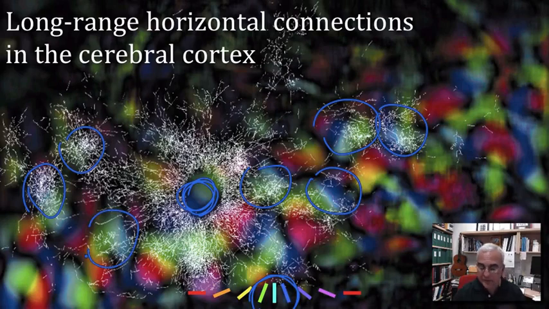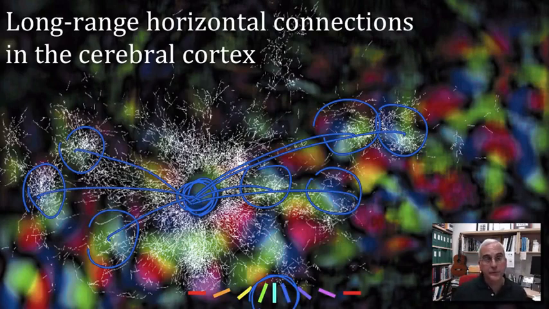And so this now suggests that what we're seeing here is a capacity within this cortical network to represent different regions of visual space that are responding preferentially to the same stimulus.